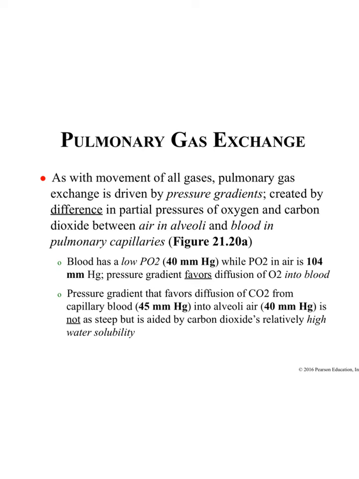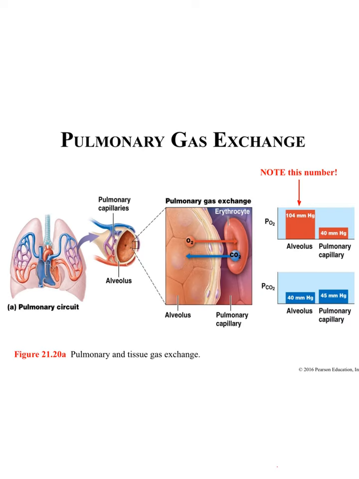To see pulmonary gas exchange, I'm going to go to the picture and explain what we're looking at. Again, we're looking at external respiration, between the alveoli and the capillary beds. Of course, we have oxygen moving from the alveolus into the blood. The partial pressure of oxygen in the alveoli is around 100. In the blood, it's 40. So we go from high to low, therefore oxygen moves into the blood.